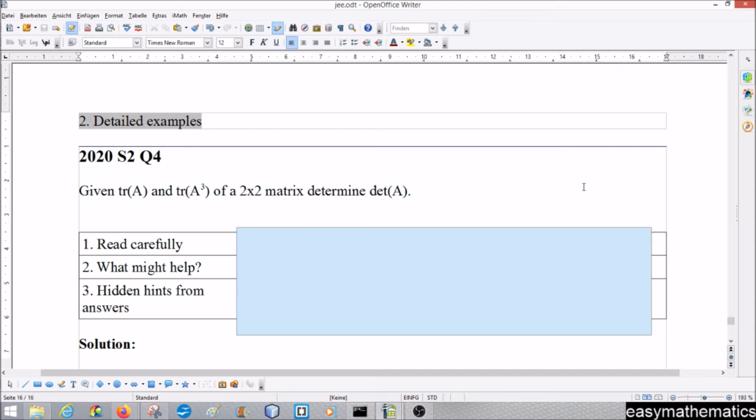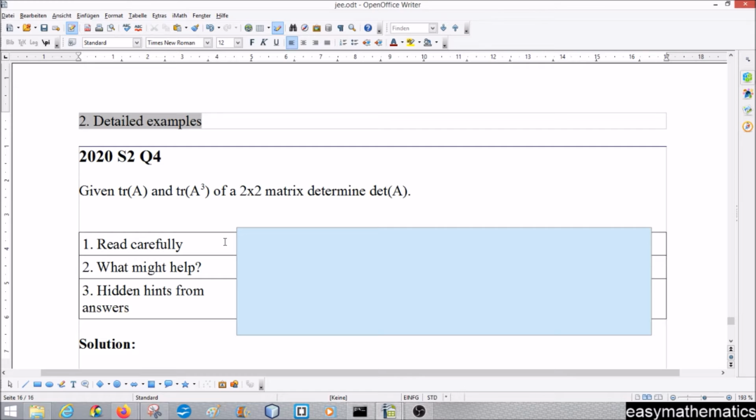So this is the task, and in the original task there were given certain values like trace of A is 3 and trace of A cubed something else, but I don't want to use these values. I want to talk about how you can start this task.